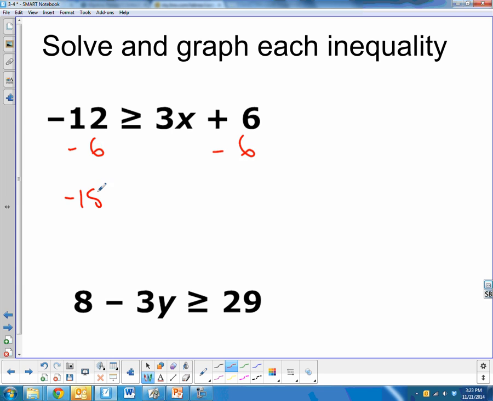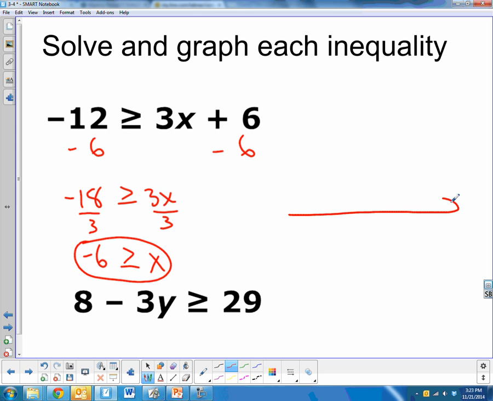We get negative 18 is greater than or equal to 3x. We're going to solve for x. We're going to divide both sides by 3. Since we divided by a positive number, we keep the symbol the same. Negative 18 divided by 3, we're going to get negative 6. So we've solved the inequality. We can now graph that inequality.